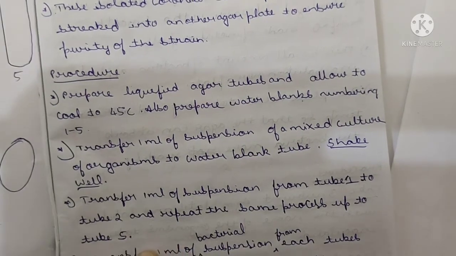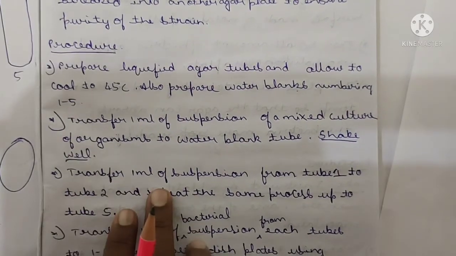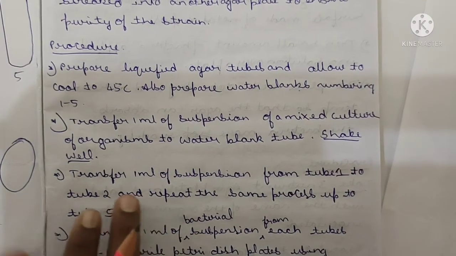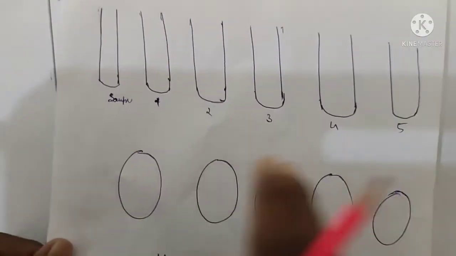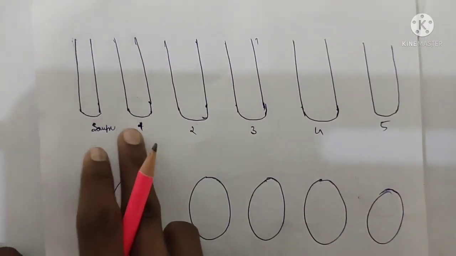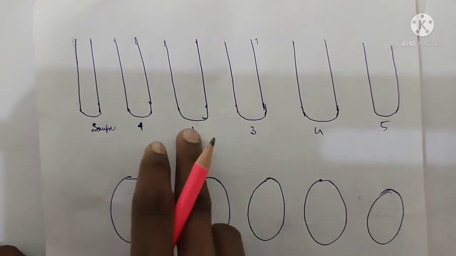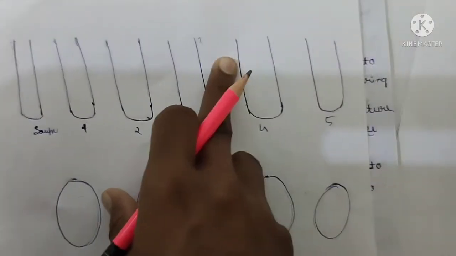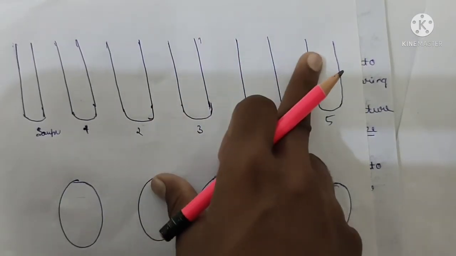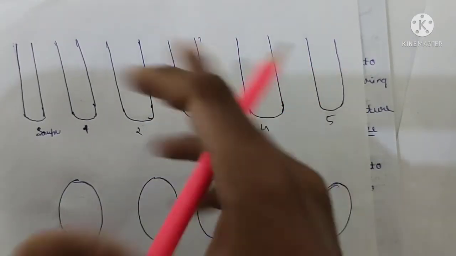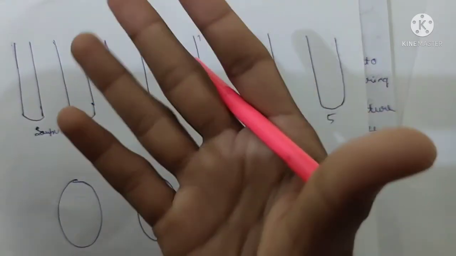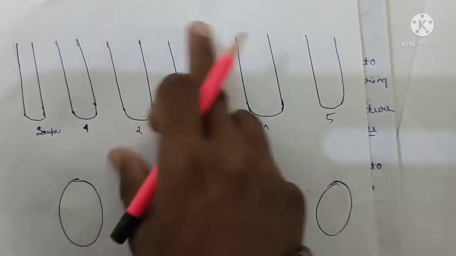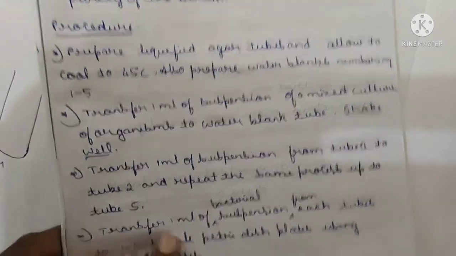Got it? Now, next: transfer 1 ml of suspension from tube 1 to tube 2, and repeat the same process up to tube 5. The tube 1 suspension is transferred to tube 2, again from tube 2 to tube 3, tube 3 to tube 4, and tube 4 to tube 5. This gives a better experience for studying the culture and the organism, because we are pouring from one test tube to another, my dear brothers and sisters.